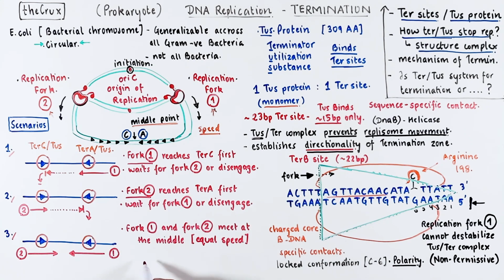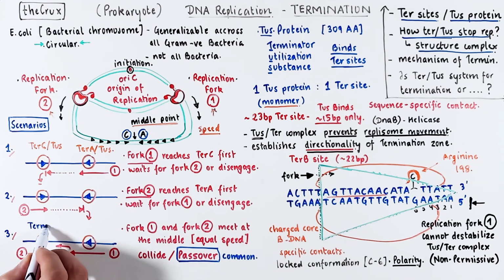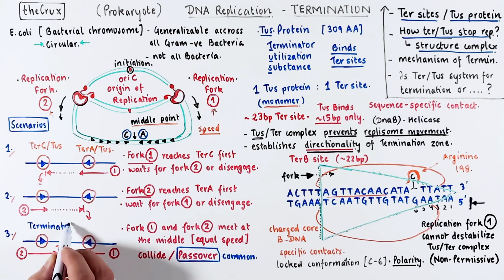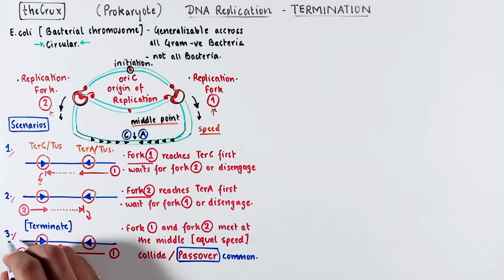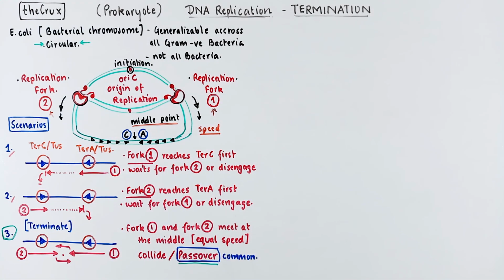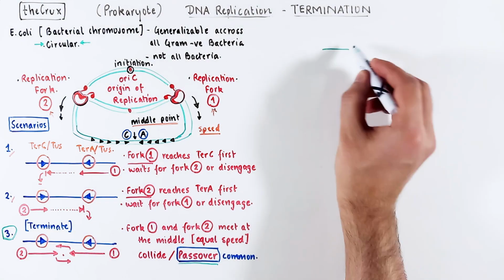Now, there are two outcomes. Either the replication forks collide into one another and disassemble, or they can cross and pass over each other. And apparently this passover outcome seems to be the most common outcome, and that means it is the most common way to terminate DNA replication. Now the question is, if they pass over each other, then how does the replication terminate? Now it is time to expand on this scenario and understand how passover can lead to replication termination.